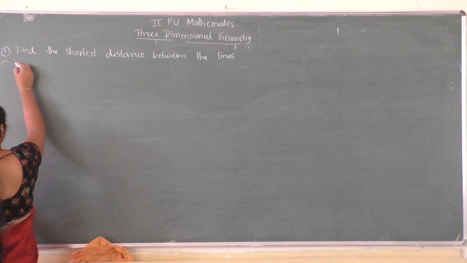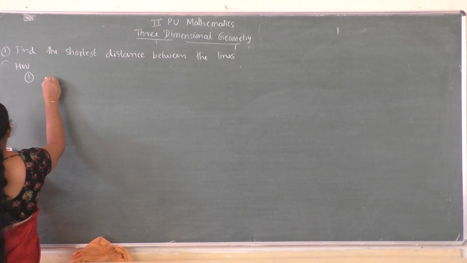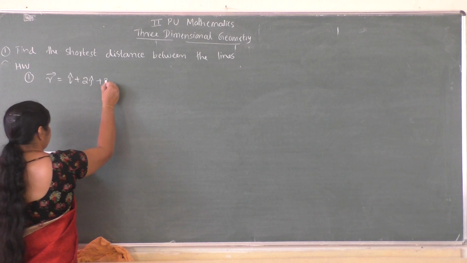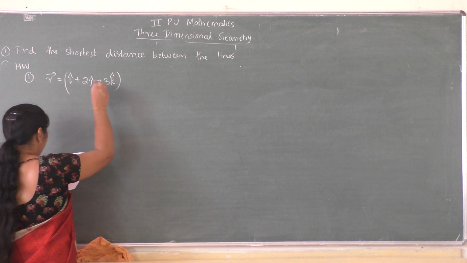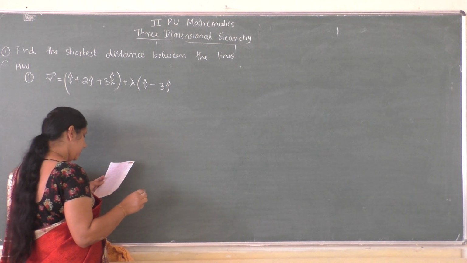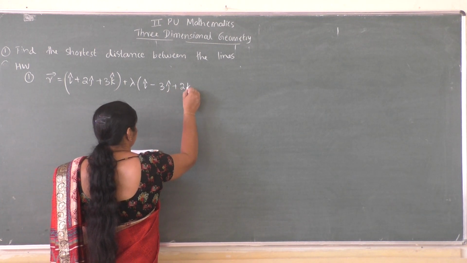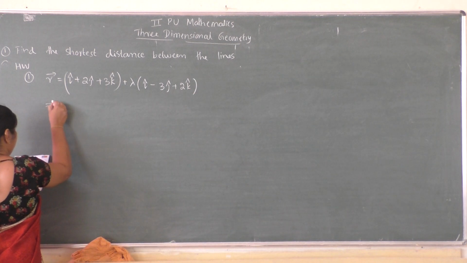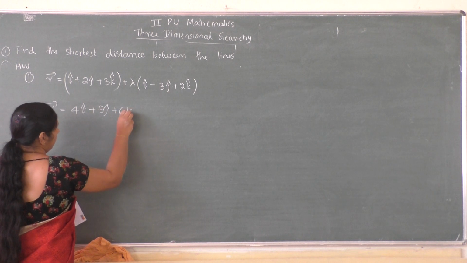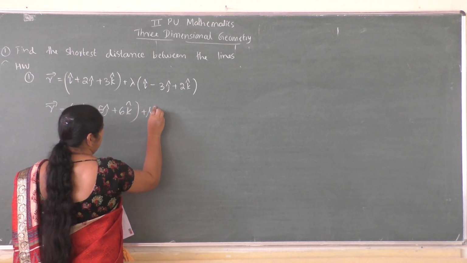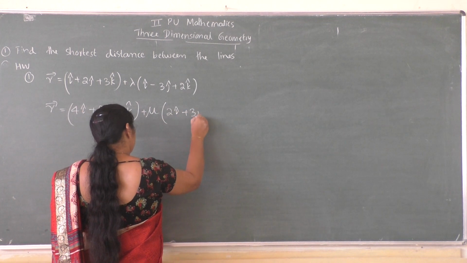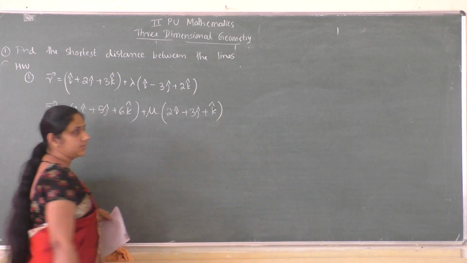Right, some homework problems. R vector equal to i cap plus 2j cap plus 3k cap plus lambda into i cap minus 3j cap plus 2k cap, and R vector equal to 4i cap plus 5j cap plus 6k cap plus mu into 2i cap plus 3j cap plus k cap.